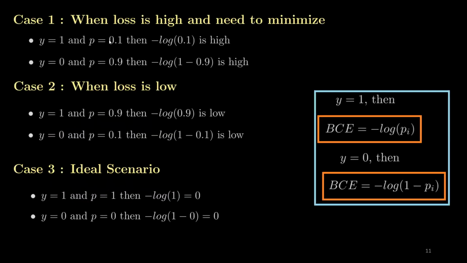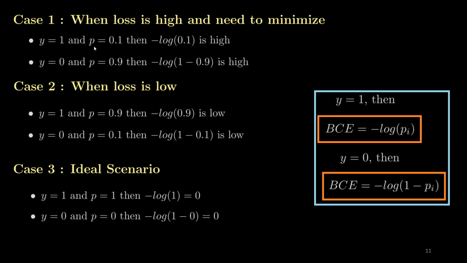Now, there are three cases. Case one is when the loss is high and needs to be minimized. So the question is, when is the loss high? Here are two situations where the loss is high. If y equals 1 and the predicted probability is 0.1, in that case we will use this part of the equation to calculate the loss, that is minus log of p. We have seen this in the previous slide.